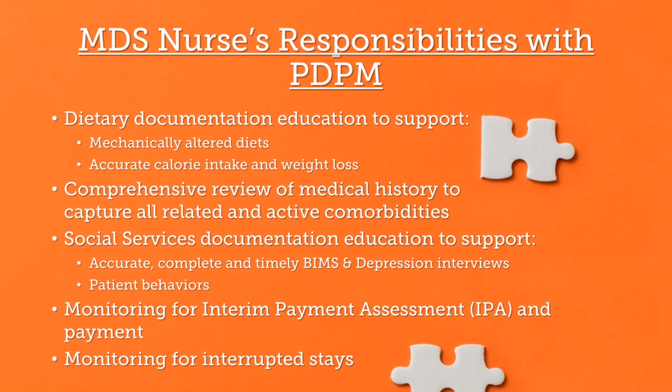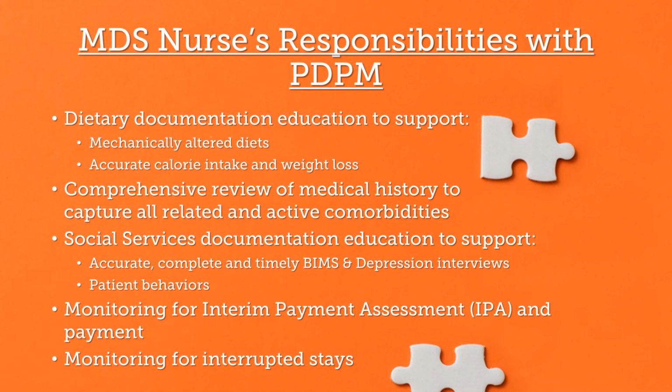I do believe we'll be looking at a comprehensive medical review of the whole history. Currently, I know everybody doesn't get what they need from the hospitals when they're getting records to do a comprehensive medical review. So it's going to be that MDS nurse declaring, this is what I need from the hospital to get all the comorbidity diagnoses.